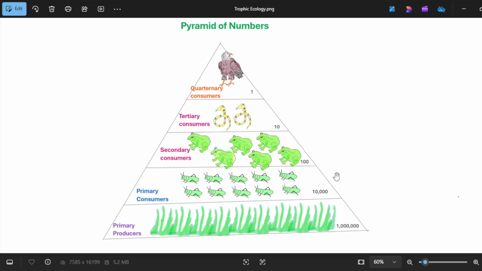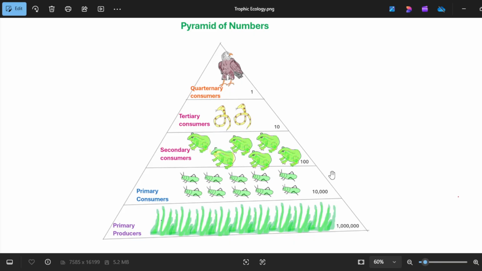So for this many grasshoppers, or this many frogs, or this much grass, you'll have fewer organisms as we move up the trophic levels. That's why it gives a pyramid structure. As we move up, the population is reducing. So that is the pyramid of numbers.